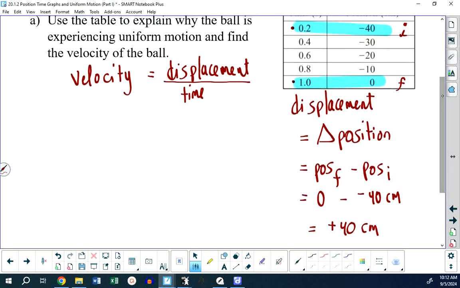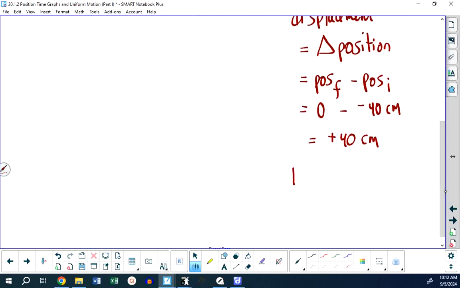When we talk about the time, well, it's not 1 second, because I'm comparing where it was at 0.2 seconds. So this point in time that I've highlighted at the top of the screen is 0.2 seconds after you've hit the ball. So the time is actually a change in time.